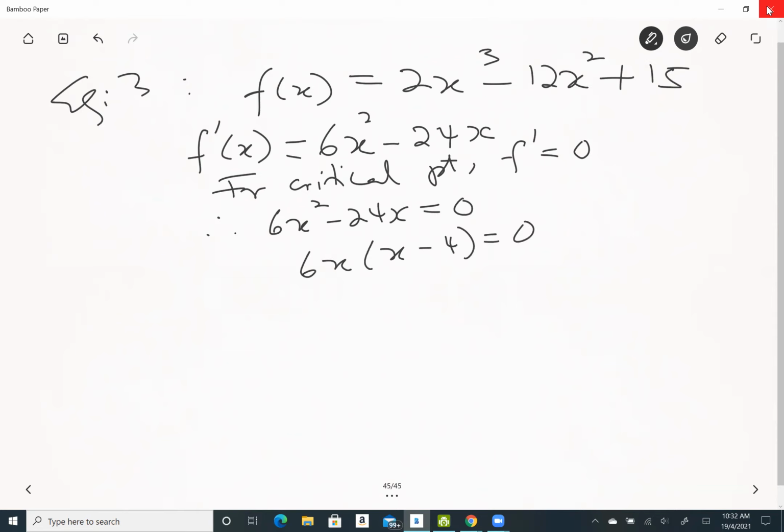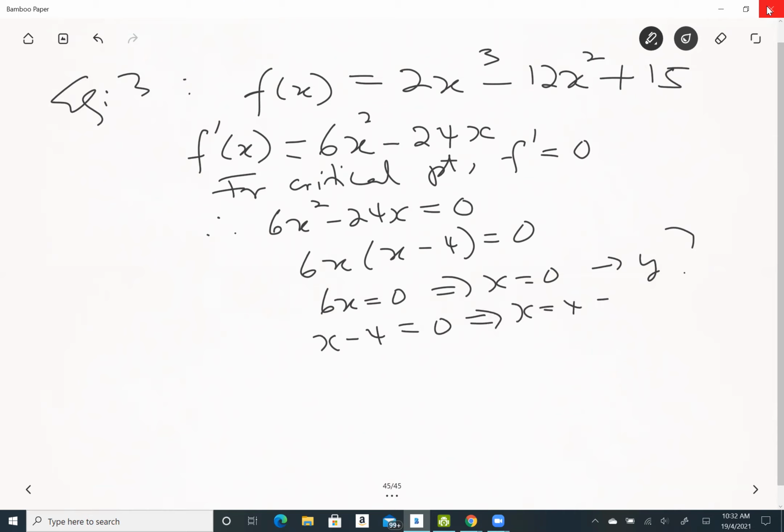So here, you have two critical points. First, 6x equal to 0, that means x equal to 0. So you find the value of y. And then the other one, for the expression to be 0, x minus 4 should be equal to 0. Here you get x equal to 4, and of course, you find the value of y. So here you have two critical points. Now you have to do the test for each.